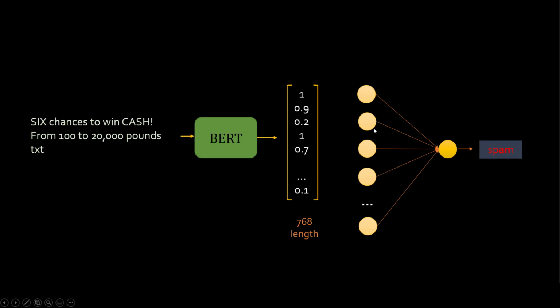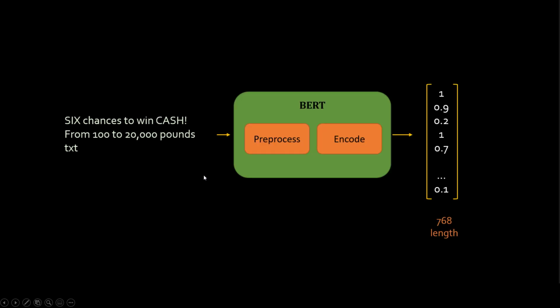And then we will supply that to a very simple neural network with only one dense layer, one neuron in the dense layer as an output. We'll also put a dropout layer in between just to tackle overfitting. Now, if you open this BERT box, by the way, it has two components, pre-processing and encoding. We talked about that in a previous video as well, so watching that is quite a prerequisite. So let's jump into coding now.